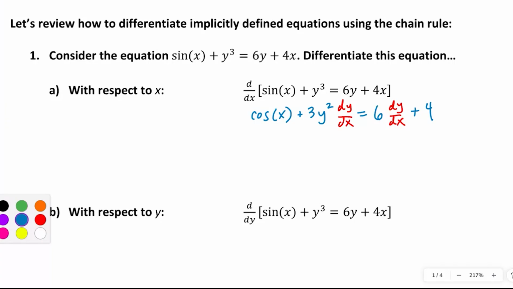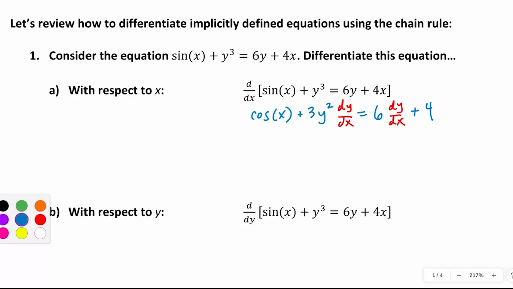Back when we originally learned how to do this, oftentimes what we would do is solve for dy/dx, which says what is y prime. You would collect all of your terms that have dy/dx over on the left-hand side, move everything else to the right, and divide. We're not going to do that right here, but that's one of the things that we did back when we learned how to do this.